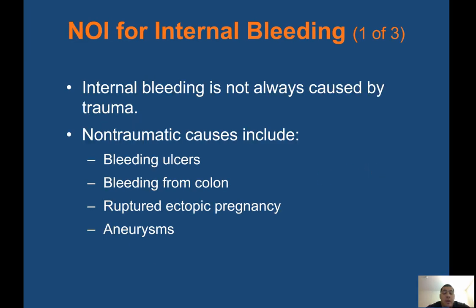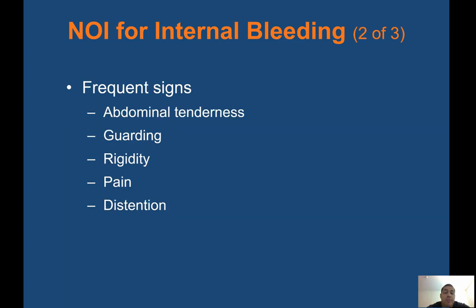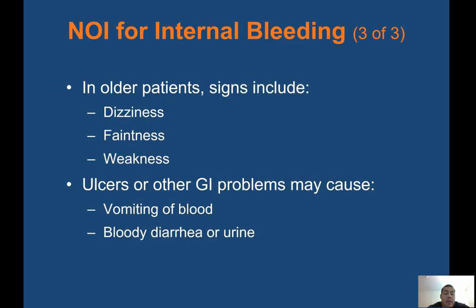So internal bleeding is not always caused by trauma. Non-traumatic causes include bleeding ulcers, bleeding from the colon, ruptured ectopic pregnancy, and aneurysms. Frequent signs: abdominal tenderness, guarding, rigidity, pain, and distension. In older patients, signs include dizziness, faintness, and weakness. Ulcers or other GI problems may cause vomiting of blood, bloody diarrhea, or bloody urine.